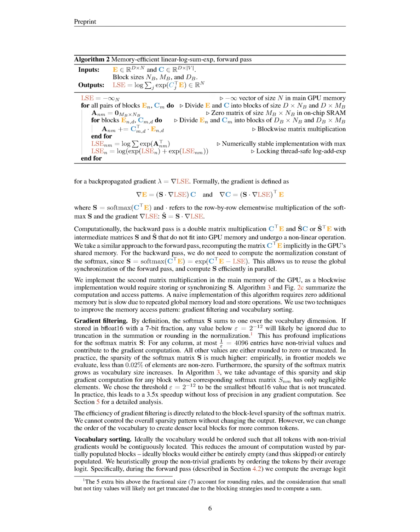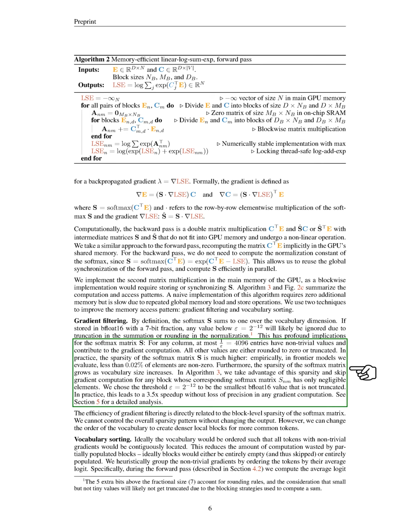Section Summary. In this section, we describe an efficient backward pass for computing gradient updates in a memory-constrained environment, utilizing techniques like gradient filtering and vocabulary sorting to optimize the softmax matrix computations. By leveraging the sparsity of the softmax matrix and organizing the vocabulary to enhance computational efficiency, we achieve significant speed improvements without increasing memory usage.